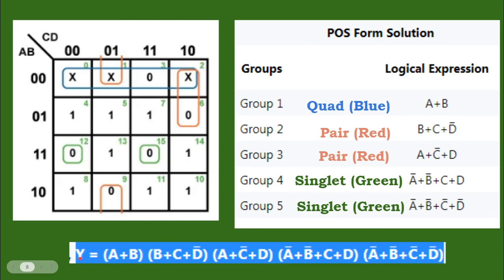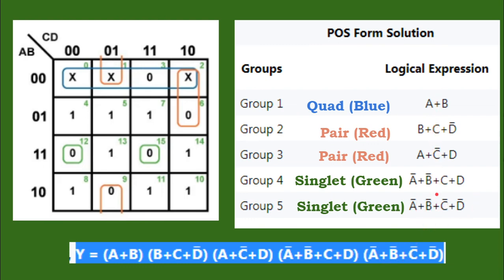the simplified expression, which is in the product of sums form. You can see here, these are the sums. A plus B is one sum, B plus C plus D bar is one sum. So all the 5 terms are sums, but they are multiplied, so it is called a product of sums. So you have to write the groups one by one. The A plus B is written here, then B plus C plus D bar is written here, A plus C bar plus D is written here, and then A bar plus B bar plus C plus D is written here, and finally A bar plus C bar plus D is written here.